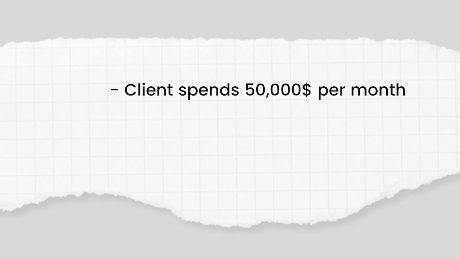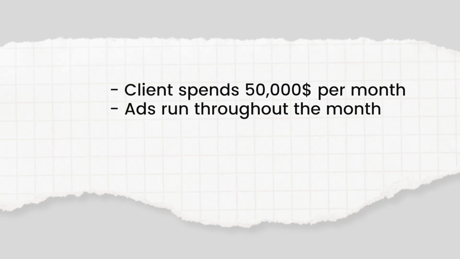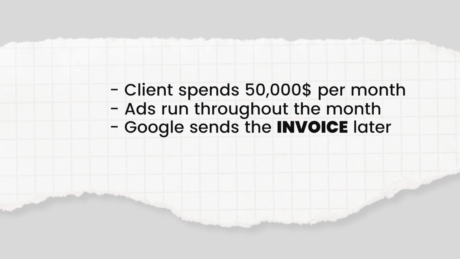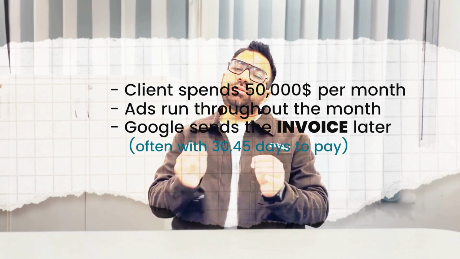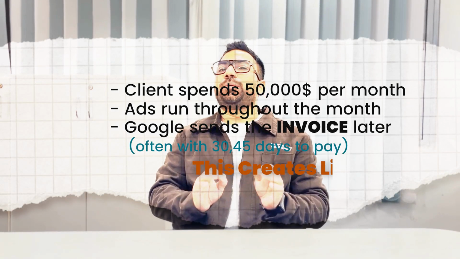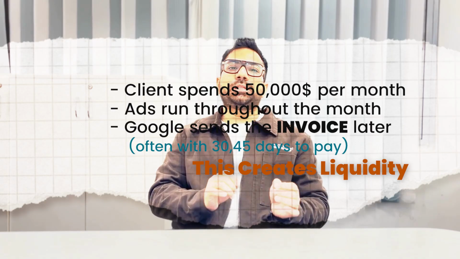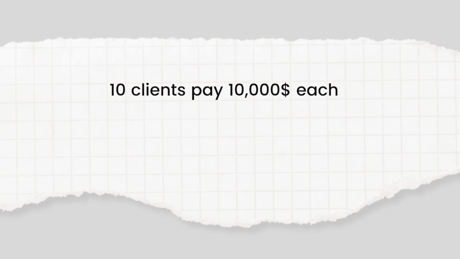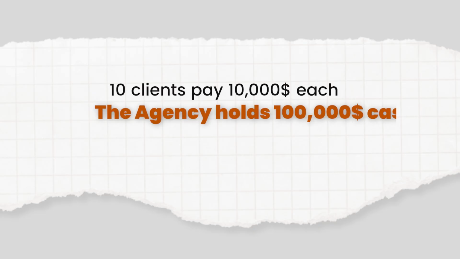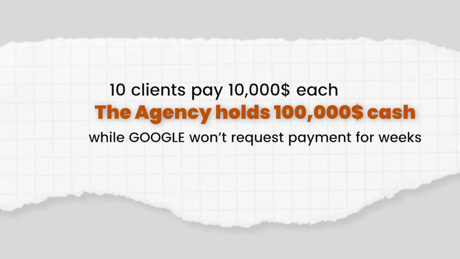For example, if a client spends $50,000 per month, ads run throughout the month, and Google sends the invoice later, often with 30-45 days to pay. This creates liquidity. Many agencies collect ad spend from clients upfront. If 10 clients each pay $10,000, the agency holds $100,000 in cash, while Google won't request payment for weeks. That float can temporarily support salaries, rent, and operations.